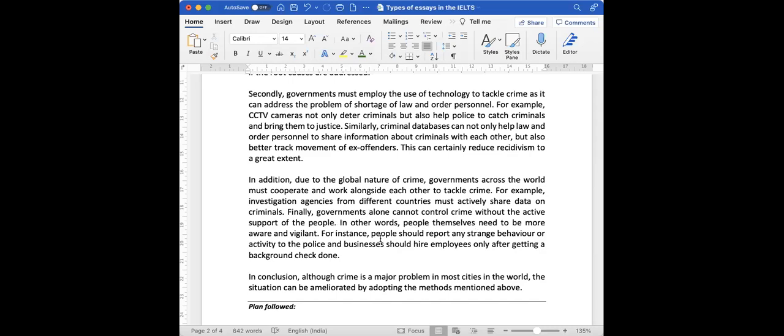Finally, governments alone cannot control crime without the active support of the people. In other words, people themselves need to be more aware and vigilant. For instance, people should report any strange behavior or activity to the police, and businesses should hire employees only after getting a background check done. Okay? In conclusion, although crime is a major problem in most cities of the world, the situation can be ameliorated, is made better by adopting the methods mentioned above.